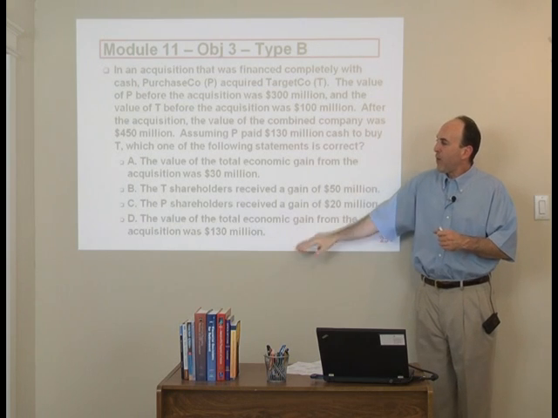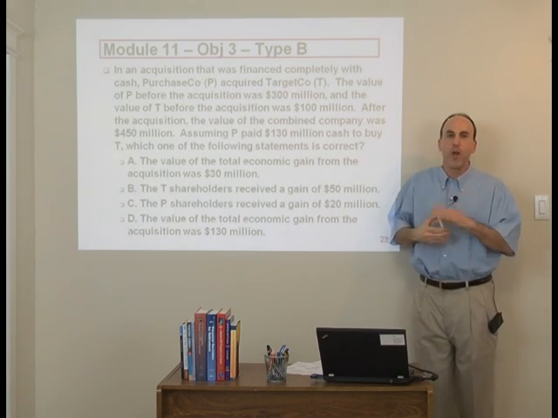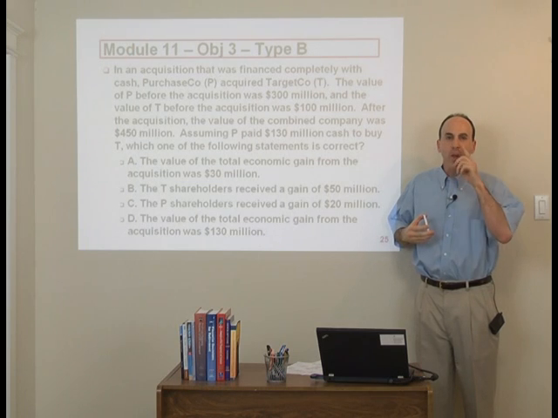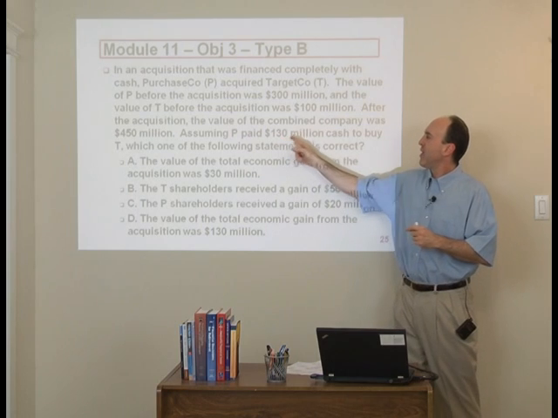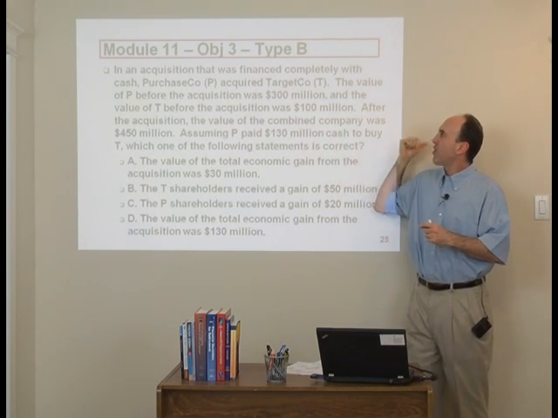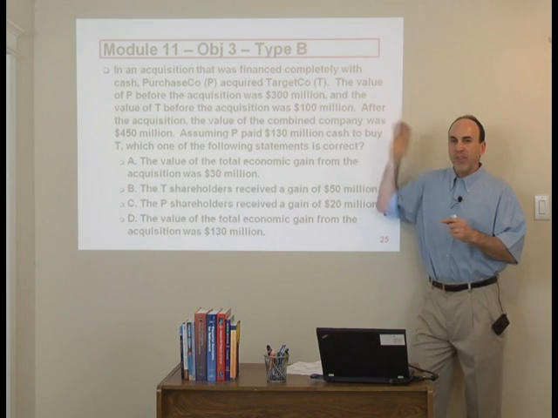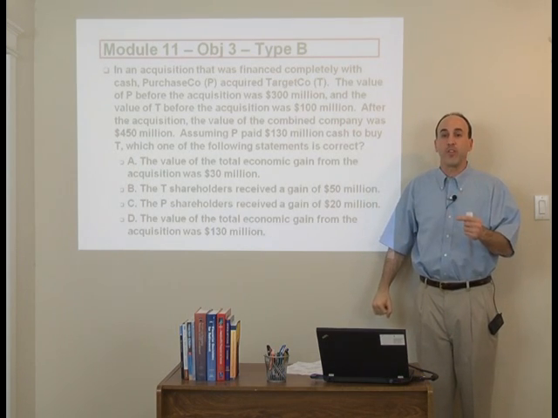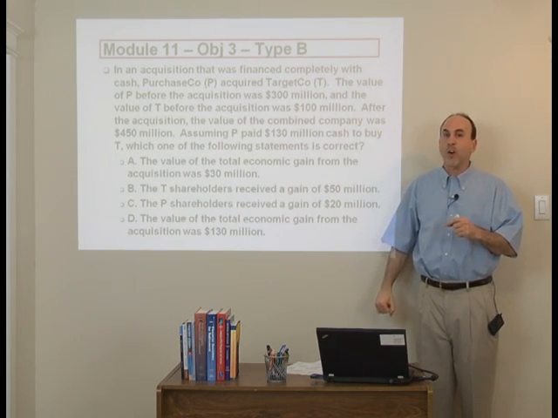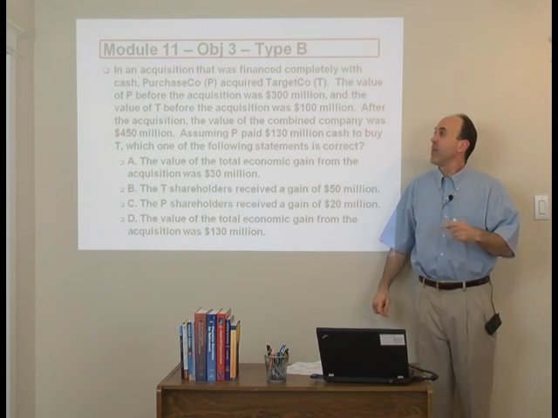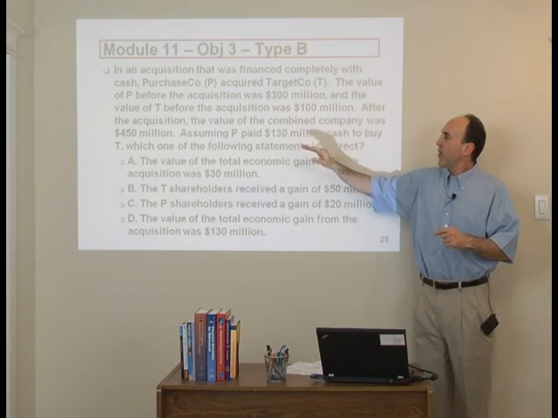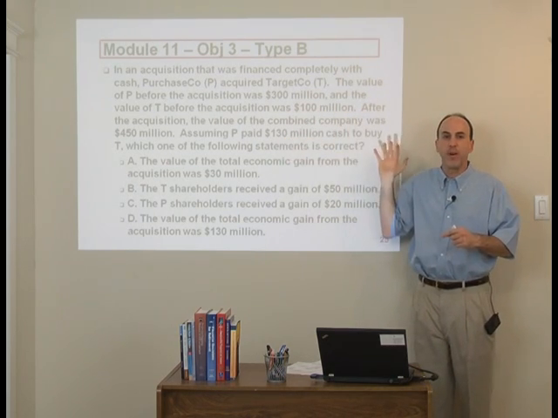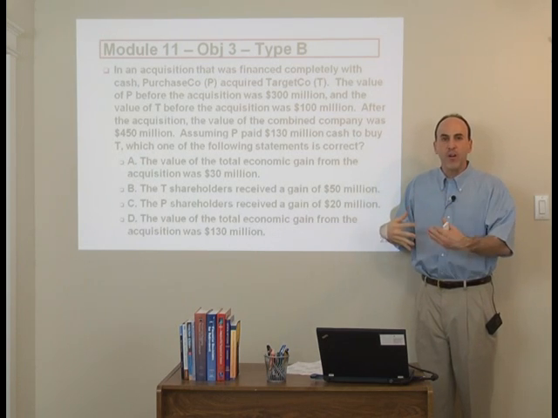Okay, now, assuming P paid $130 million cash to buy T, which one of the following statements is correct? Now, before I read the answers, let's take a look and see what happens. We know that the economic gain was $50 million, okay? Now let's look what happened. P paid $130 million to the target company shareholders, right? So let's see, did the target company shareholders have a profit here? Well, the target company before the acquisition was worth $100 million, wasn't it? And the shareholders got paid by P $130 million. So the target company shareholders have a gain of $30 million, don't they?